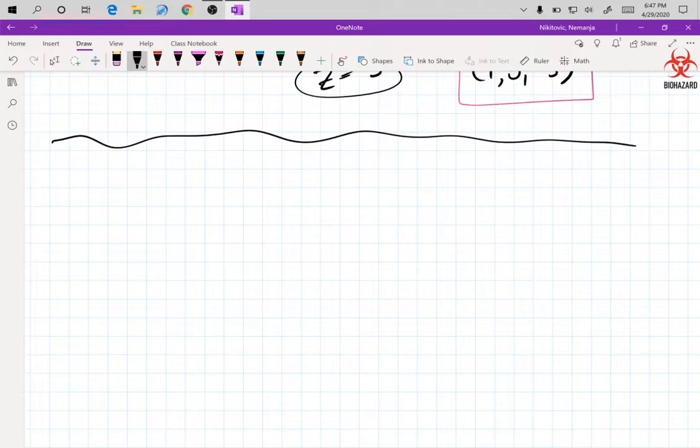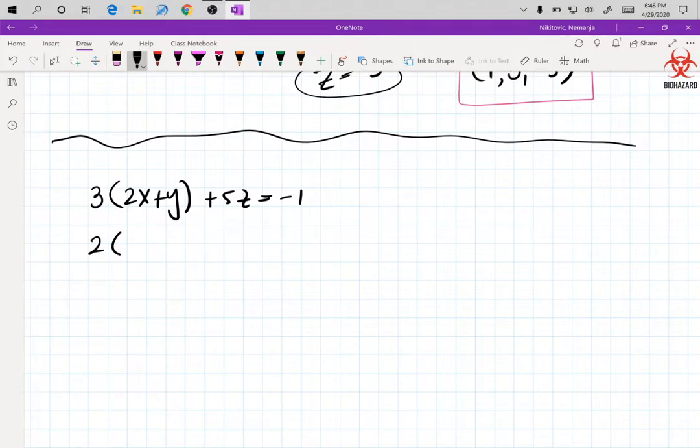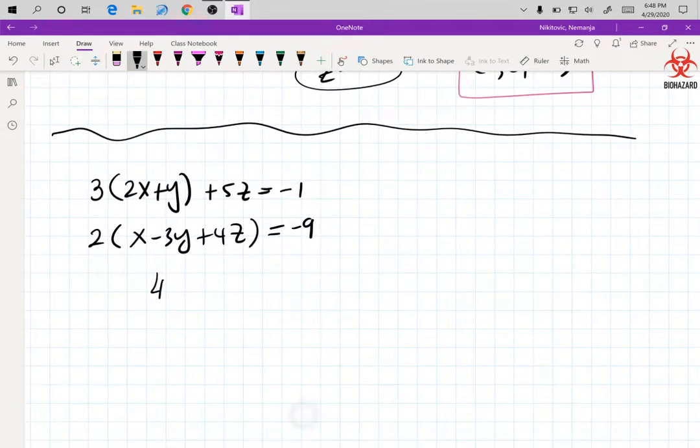Now, if you know the procedure, these problems are easy. Can we make these problems hard? The answer is no, we cannot. Can we make these problems annoying? Yes. 3, 2x plus y plus 5z equals negative 1. 2x minus 3y plus 4z equals negative 9. And finally 4, 1 plus x is equal to negative 3z minus 3y.